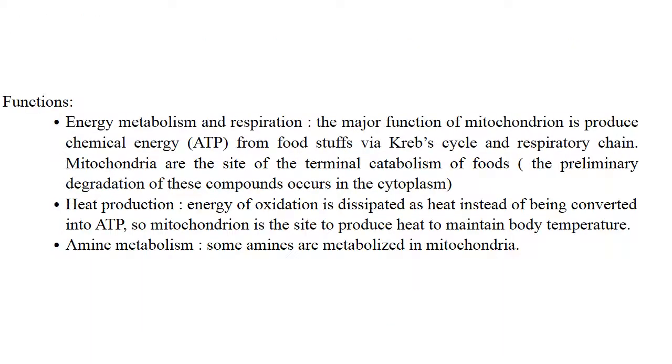Functions of mitochondria. First and foremost is energy metabolism and respiration. The major function is to produce ATP from foodstuffs via the Krebs cycle and respiratory chain. These are the sites of terminal catabolism of foods, that is, the primary degradation of those compounds occurs in the cytoplasm. Heat production. Energy of oxidation is dissipated as heat instead of being converted into ATP. So, mitochondria are a site to produce heat to maintain body temperature. Amine metabolism. Some amines are metabolized in mitochondria.